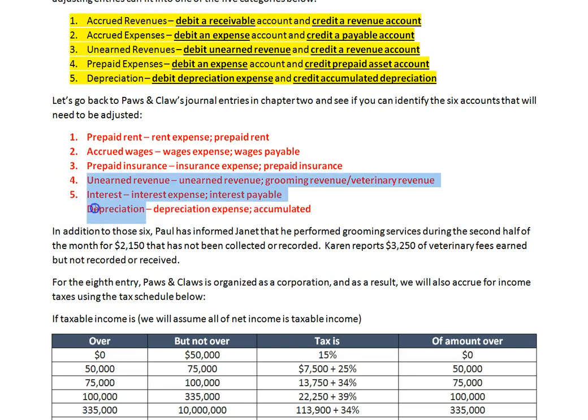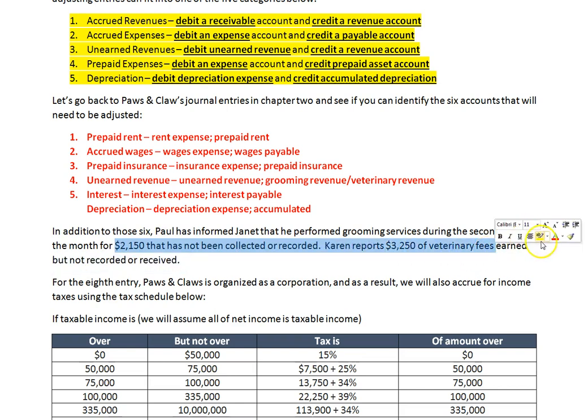Should be a 6 here, but it's not showing up for depreciation. In addition, there's going to be another one for revenue for the month, 2,150 for that, and then 3,000 for veterinarian. So we have two different types of revenue. The first one's grooming revenue, and the second one's veterinarian revenue. And then we're going to record taxes. Probably not going to see the taxes one anywhere, but it's in the notes, so we're going to cover it.